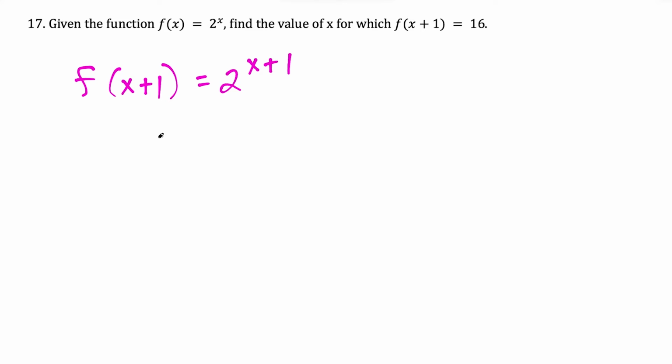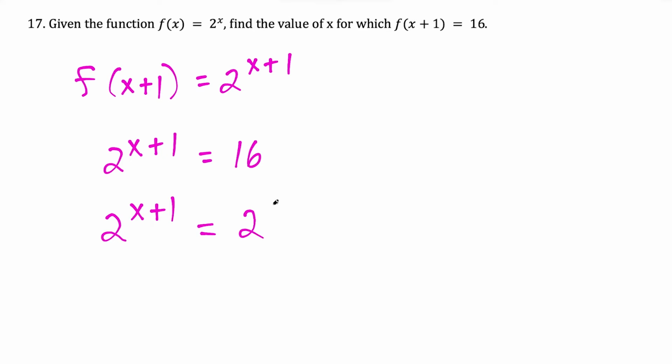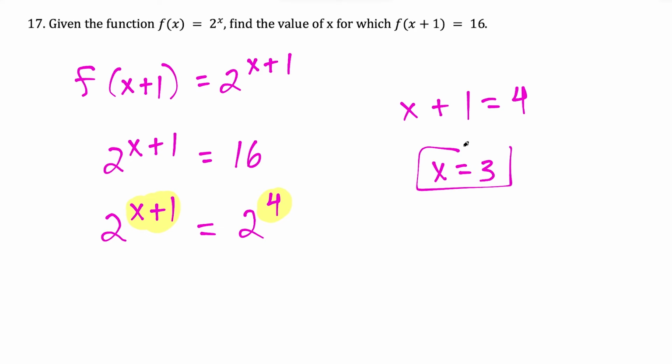So now I'm going to set this, 2 to the x plus 1, equal to 16, and then I'll just do the algebra. We could rewrite 16 as a power of 2, and 16 is 2 to the 4th power. So we could say 2 to the x plus 1 is equal to 2 to the 4th power. The only way this equation is going to hold true is to set the exponents equal to each other, because we have matching bases, which means the exponents have to match. So now we'll just solve this. We have x plus 1 is equal to 4. And after subtracting 1 on both sides, we're going to get x equals 3. And this is our solution to 17.